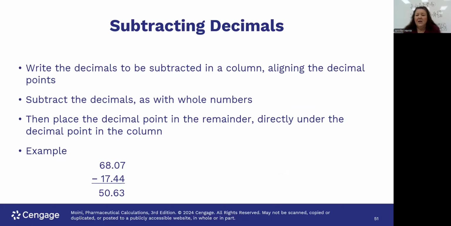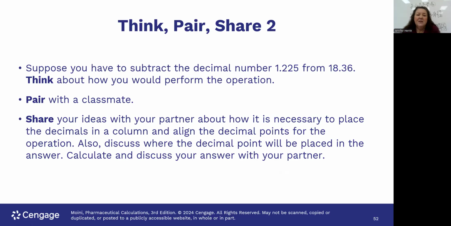Subtracting decimals, again, if we're doing it manually, you want to write those decimals to be subtracted in a column and align the decimal point. Subtract the decimals again as whole numbers, and then place the decimal point in the remainder directly under the decimal point in the column, as is shown here in this example. But again, we can use calculators. Just plug in 68.07 minus 17.44, and you're going to get 50.63.